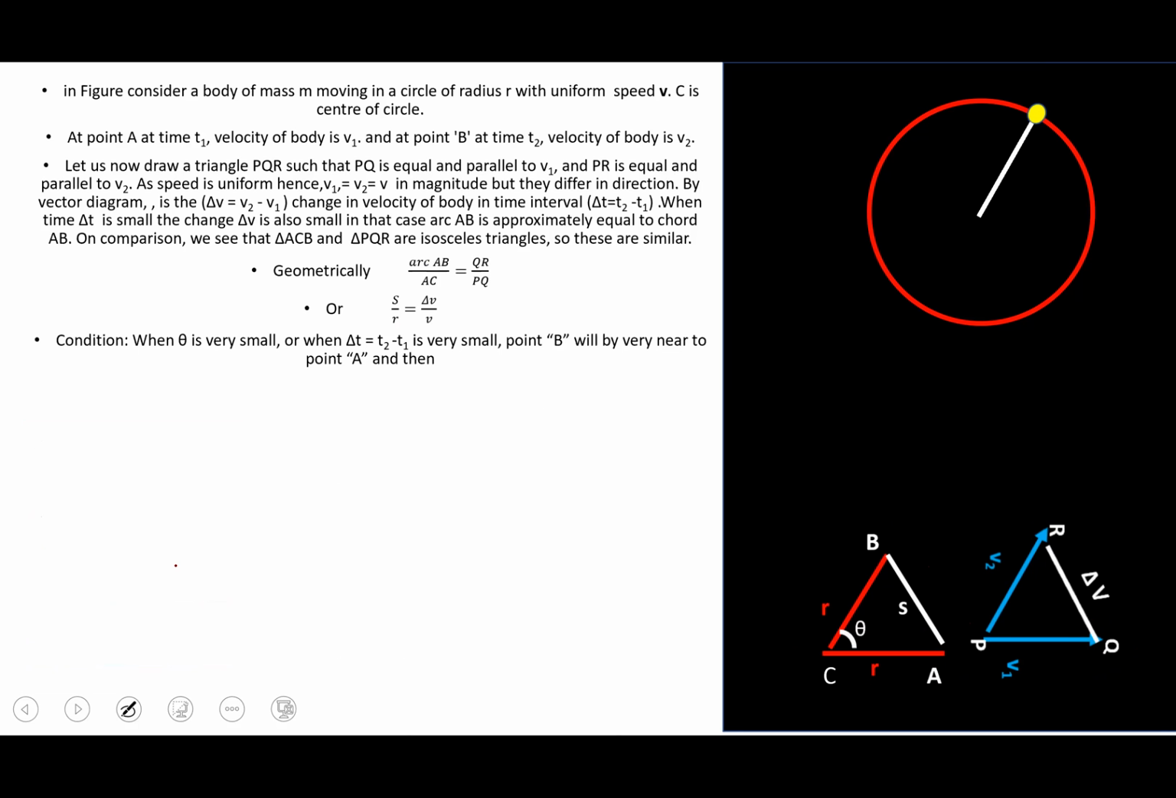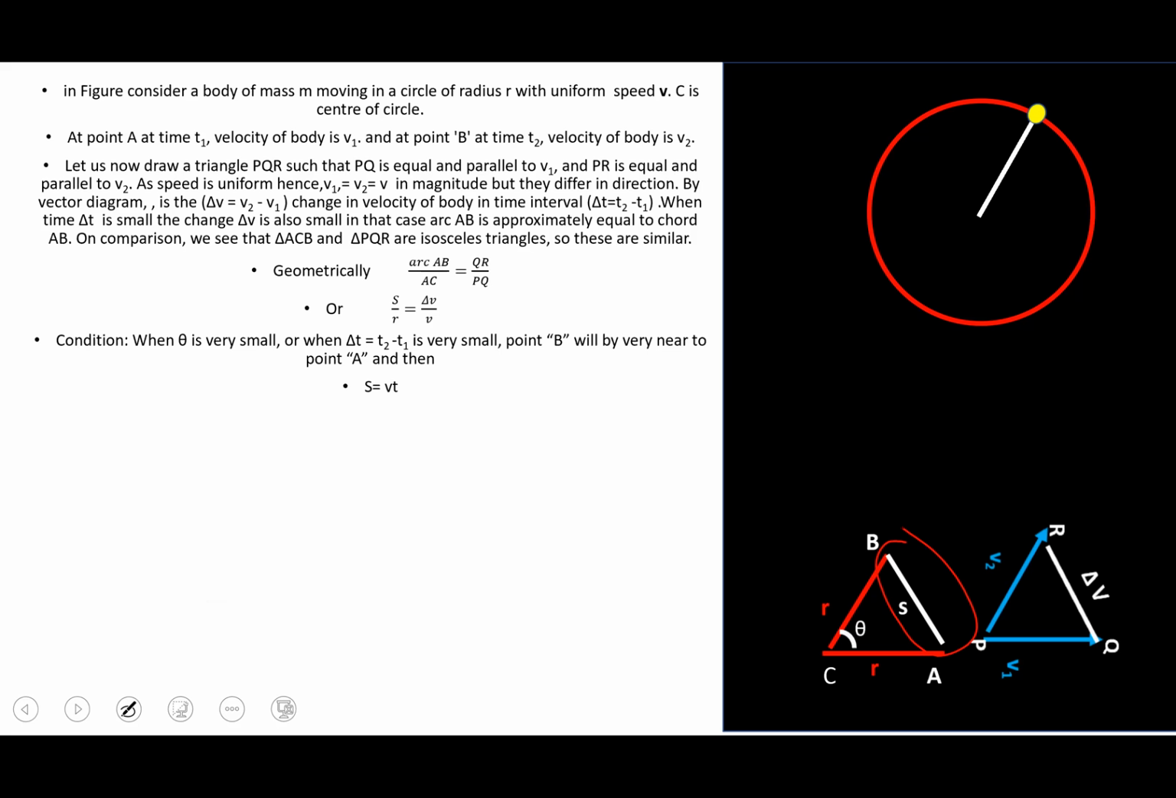Condition: when theta is very small, or delta t, that means t2 minus t1, is very small, point B will be very near to point A. Now, if we consider this mass to be changing its direction within a very short period of time, that means it was here and after a few milliseconds it's over here, so the theta value is going to be very small. So we can say now this S, instead of a curve, is now a displacement.